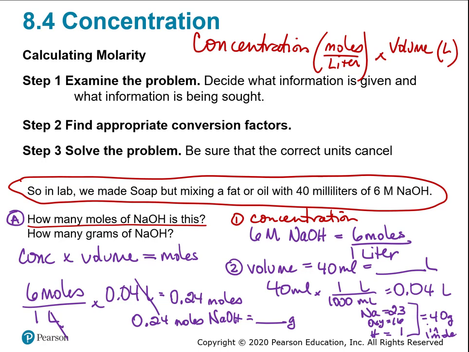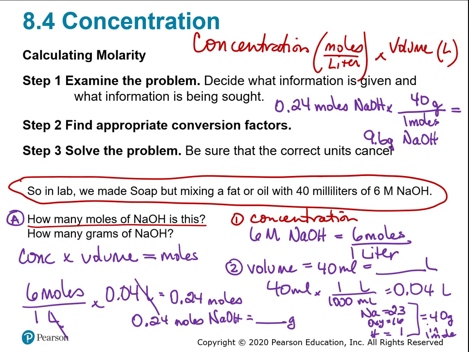So if I know 0.24 moles of NaOH times, in a line, what unit am I going to put on the bottom? Moles goes on the bottom, and grams goes on the top. And how many grams in 1 mole? 40. So then you just do the math. 0.24 times 40, yep, 9.6. 9.6 grams of NaOH. This one's kind of like 2 steps.